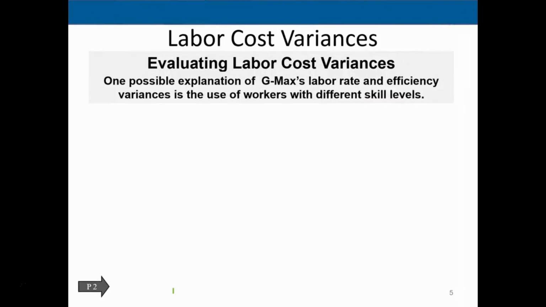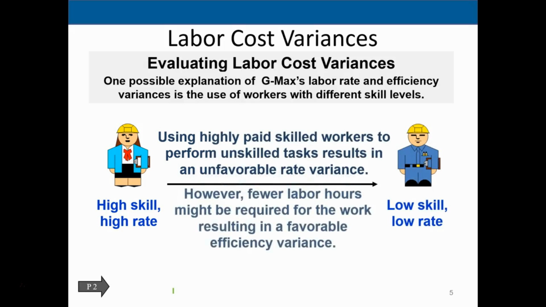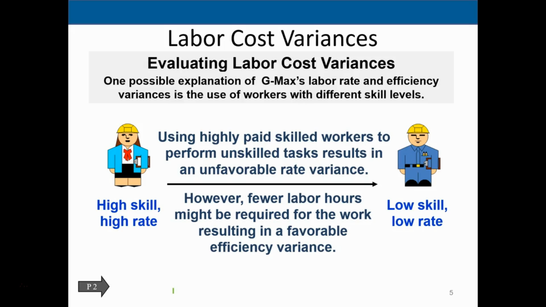Labor cost variance, evaluating labor cost variance. One possible explanation for labor rate and efficiency variance is the use of workers with different skill levels. So we could think about, well, why would this happen? Well, if we use highly paid skilled workers to perform unskilled tasks, that results in an unfavorable rate variance. So if we're using our workers inefficiently, using highly skilled workers, who we assume will be paid more, for tasks that do not need their highly skilled abilities, then the rate might be too high on the rate variance. However, fewer labor hours might be required for the work, resulting in a favorable efficiency variance.